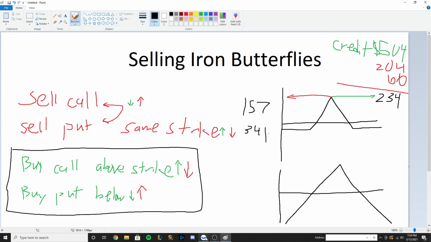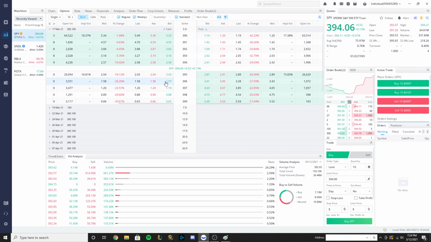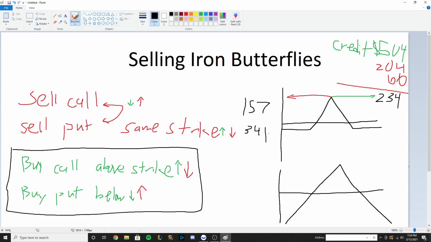You know, we're selling the 396 strike price, but let's say that something crazy happens and this drops to 390, or this runs all the way up to 410, then all we're experiencing is this max loss instead of these max losses.